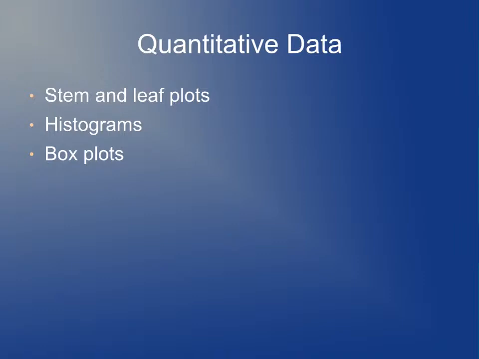That's the end of the discussion on graphing categorical data. Now we're going to discuss graphing quantitative data. If you're graphing a single quantitative variable, the three types of plots that you will use will be stem and leaf plots, histograms, and box plots.